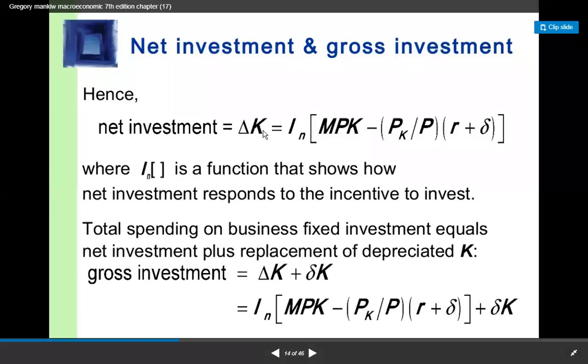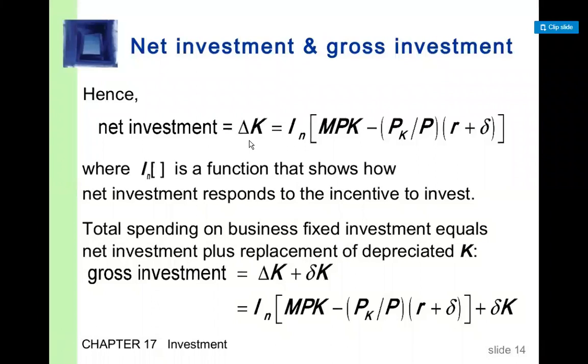Change in K क्या हुआ? Total 4. Okay. पहले कितनी अवेलेबल थी? 3. 4 minus 3. Change in K क्या है? 1 change आया है capital stock. That is the new investment, net investment. Net investment, very interesting.